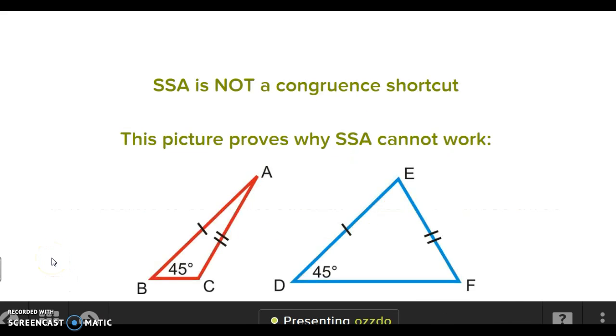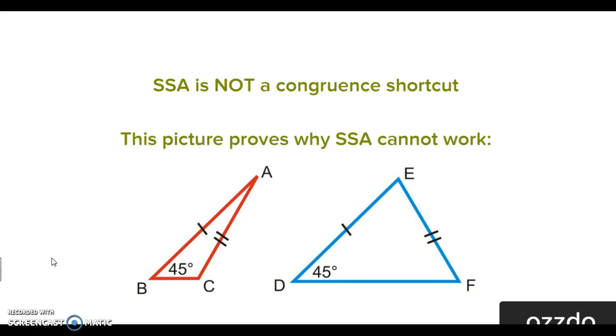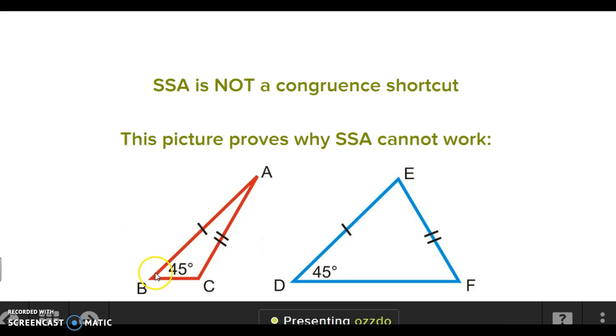So you should have noticed that side-side-angle is not a congruence conjecture. Okay, so it's not possible if you only know two sides and a non-included angle. Notice that the angle is not included, so that's different. And this picture proves why side-side-angle cannot work. I have the exact same lengths, and I have the exact same angle, but notice I can extend this side out as far as I want, and this angle up at the top changes.